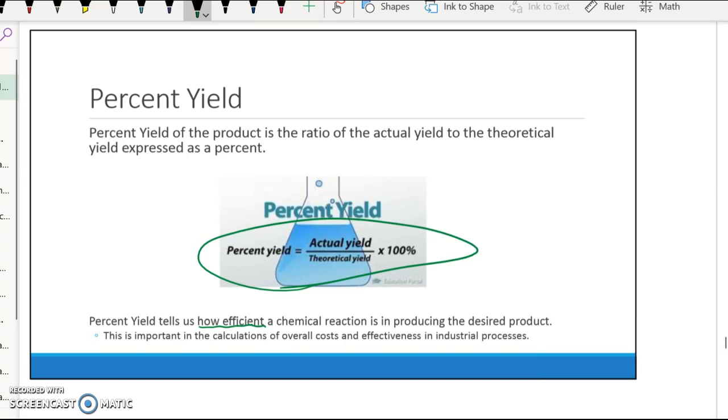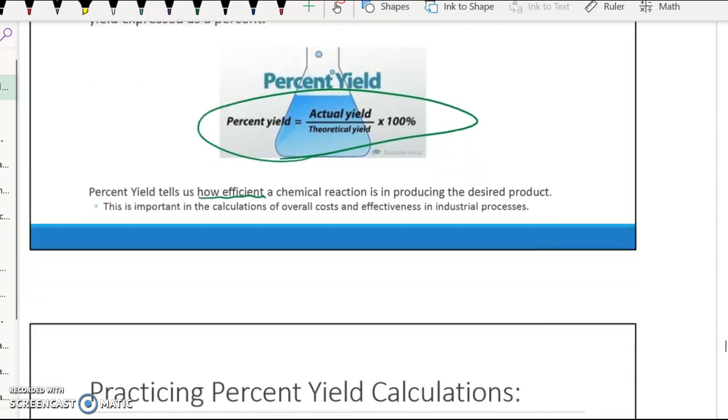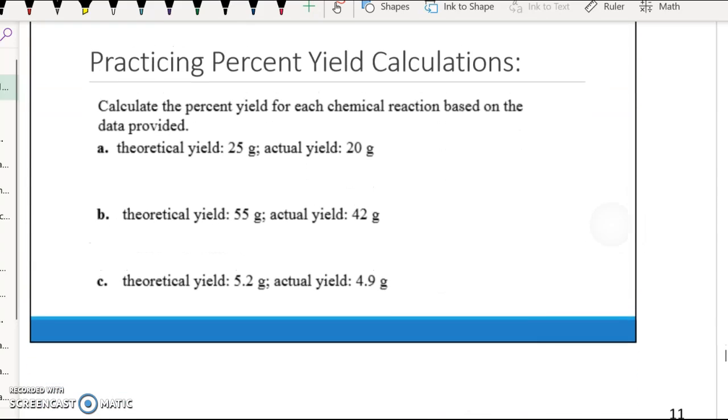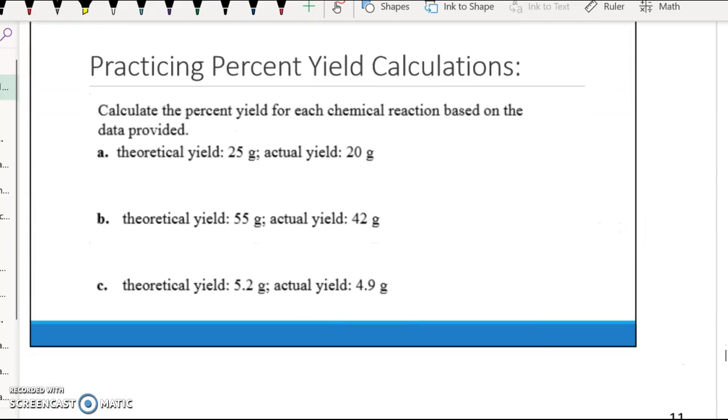You're never going to get 100% because we're human, we make mistakes. There's little errors that happen in a lab. But you're trying to be 100% yield and basically perfect. But that is not going to happen. All right, so we're going to do a couple of practice problems here. And it's just going to use that straight formula, just plugging in these numbers where they should be.